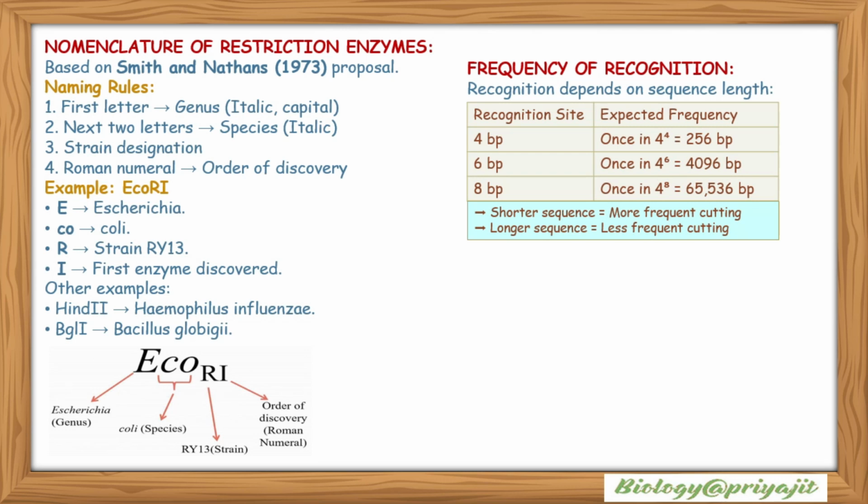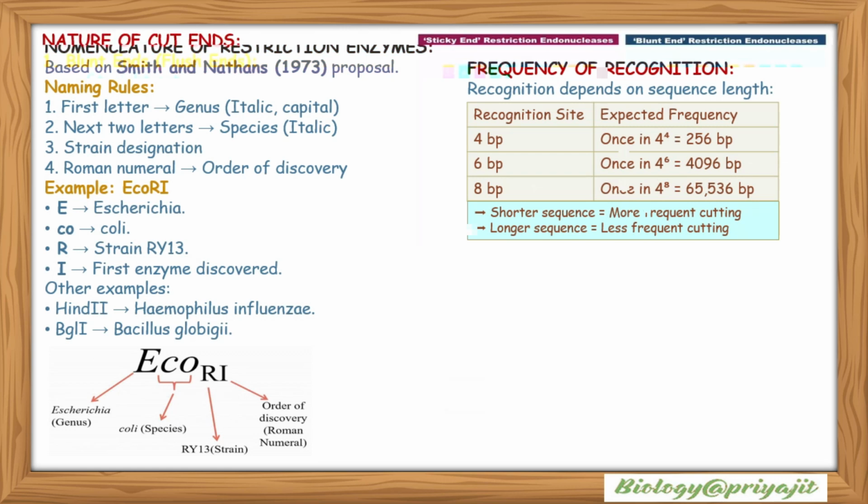If the recognition site is 4 base pair long, 6 base pair long, or 8 base pair long, then respectively the expected frequency will be once in 4 to the power 4, that is 256 base pair, once in 4 to the power 6, that is 4096 base pair, and once in 4 to the power 8, that is 65,536 base pair. So a shorter sequence always cuts more frequently, and a longer sequence cuts less frequently. That can be easily predicted.